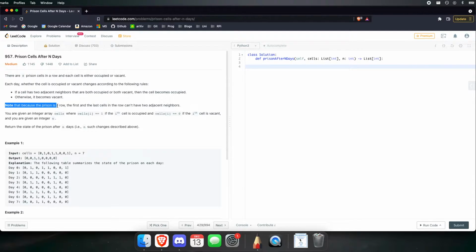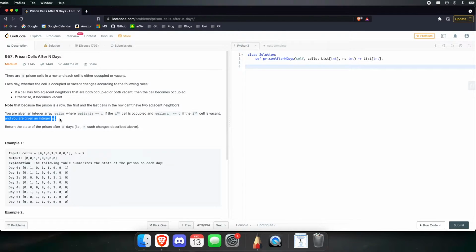Note that because the prison is a row, the first and last cells in the row can't have 2 adjacent neighbors. Of course, so the first cell only has 1 adjacent neighbor, and so does the last one. You are given an integer array cells where cells[i] equals 1 if the ith cell is occupied, and cells[i] equals 0 if the ith cell is vacant. So a vacant cell has a value of 0, and an occupied cell has a value of 1.